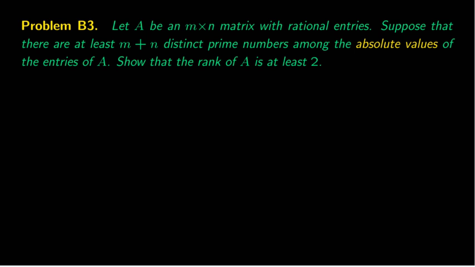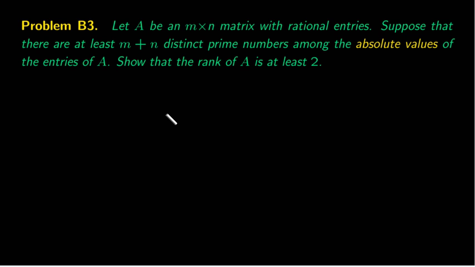Well, here, let me read the statement of the problem. Let A be an m by n matrix with rational entries. Suppose that there are at least m plus n distinct prime numbers among the absolute values of the entries of A. Show that the rank of A is at least 2. So it's absolute values of the entries of A. So this is not just a prime number, it could be a negated prime number such as -3, -5, things like that.